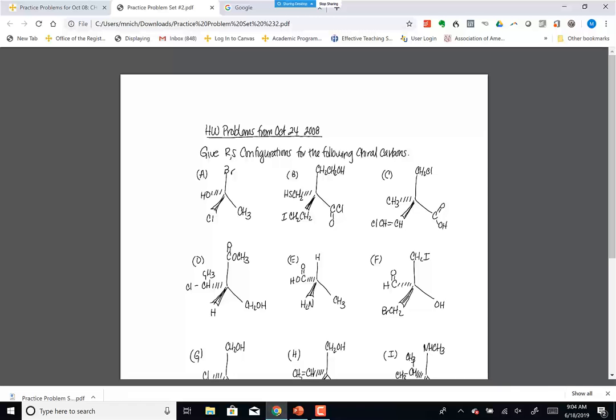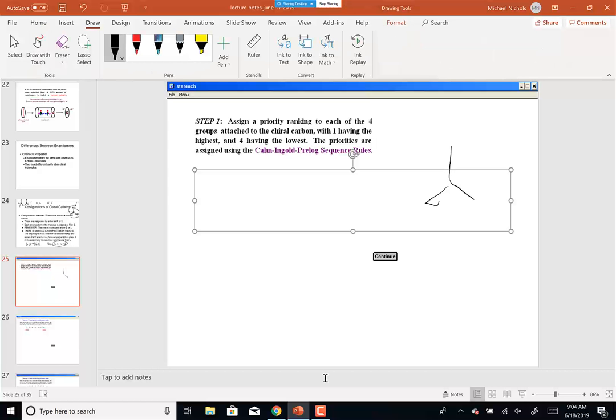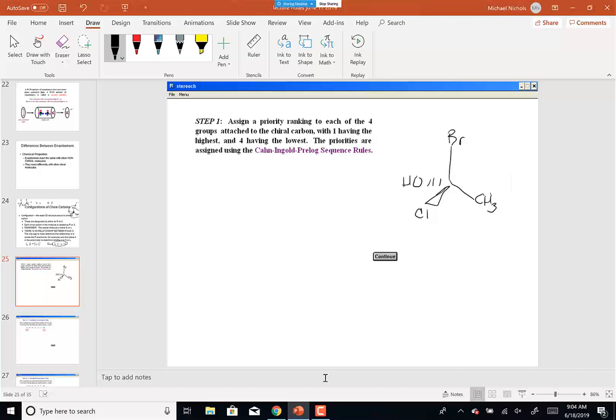Let's start with A here. So we've got a bromine, methyl, chlorine, and OH. The first step is that I have to assign these four groups four different numbers, from number one being the highest priority to number four being the lowest priority. So it's a numbers game. And what am I going to look at first? I'm going to look at the atom that's directly attached to the chiral center. So I'm going to look at the bromine versus carbon versus chlorine versus oxygen.